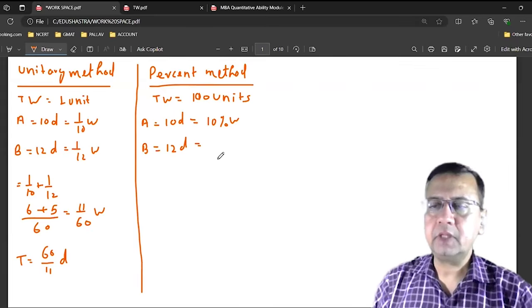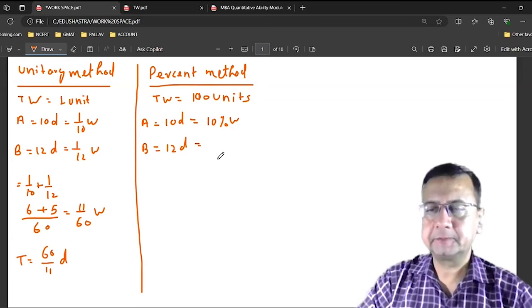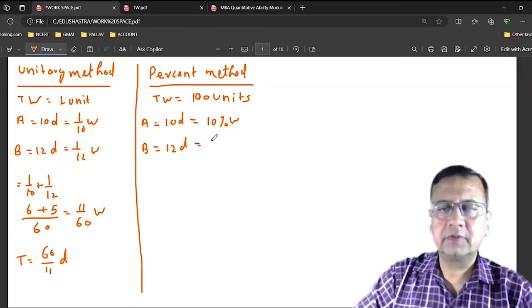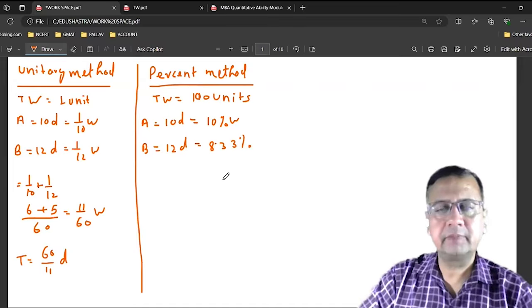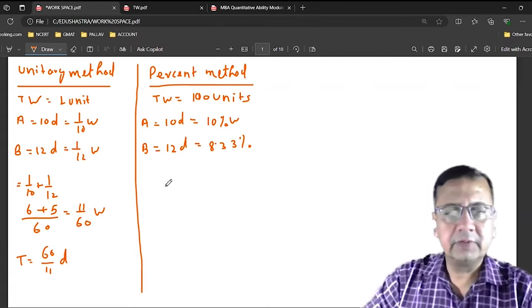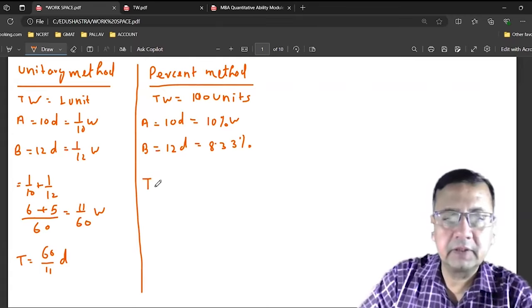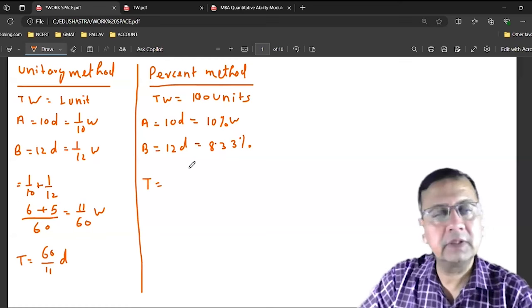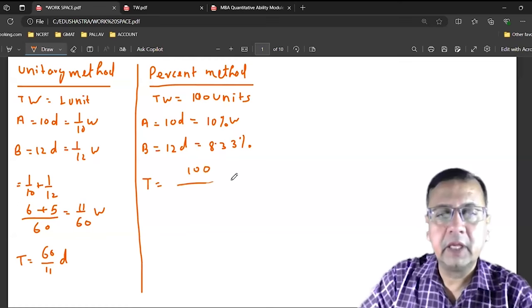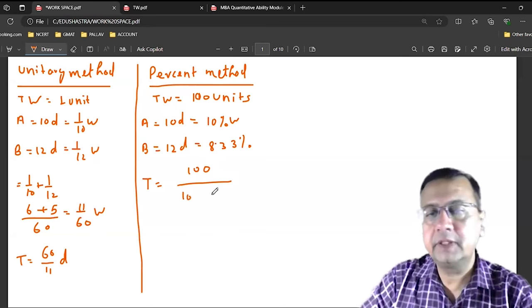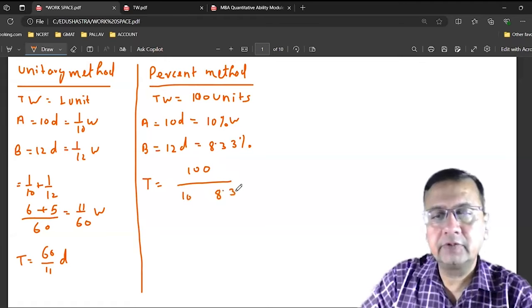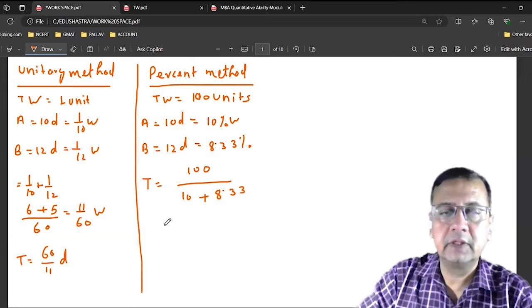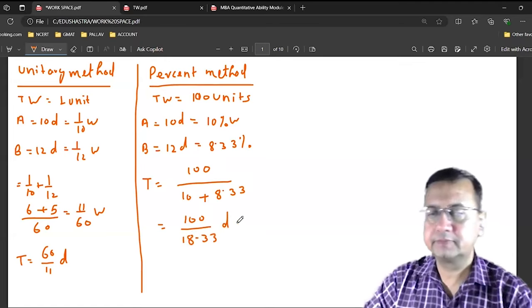Percentage. Their percentage. Yes. This is 8.33, right? So this way I can find out. Now I want to calculate the work, the time. So what is the total number of units? 100. A is doing how much? 10%. B is doing how much? 8.33%. Both are working together. So my answer should be what? 100 divided by 18.33 days. Right? This way.